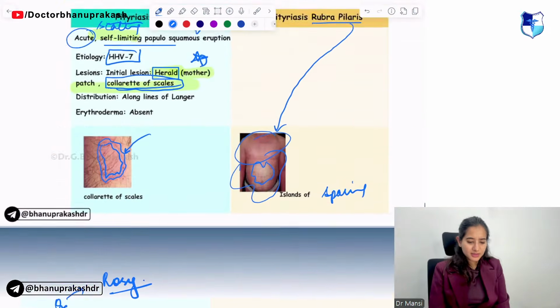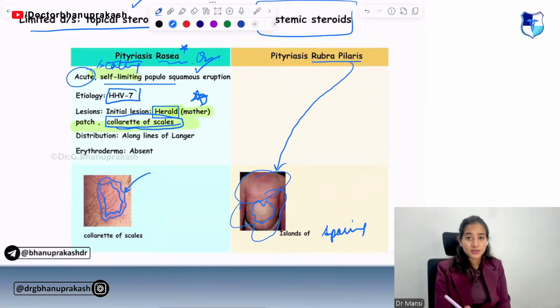But I would say just focus more on Pityriasis rosea. They are going to ask you about Pityriasis rosea.